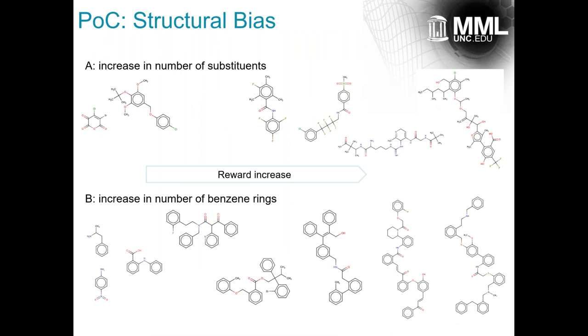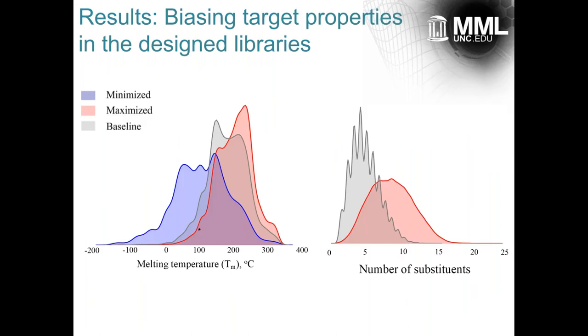These are just examples of how the system works. You could bias it toward compounds of increased complexity or decreased complexity. So various biases can be incorporated and move the generator toward various desired structural or physical properties, such as here the melting temperature. We've pushed the model to produce compounds predicted to have either low melting temperature or high melting temperature.